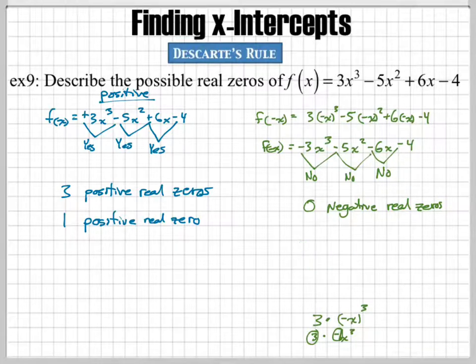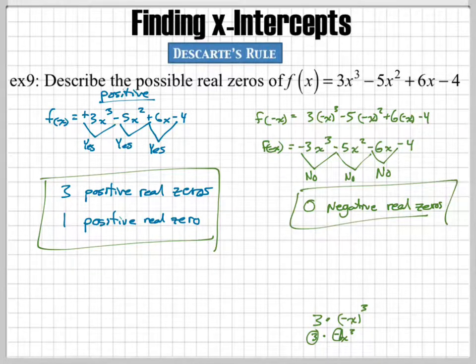Okay, so just to recap, your answer here would be there's either going to be 3 positive real zeros or there's going to be 1 positive real zero, and there's no negative real zeros. That would be your answer. Using Descartes' rule, his rule just tells you how many real zeros there possibly could be. Do we have to write that there's 3 or 1? Yeah, you have to write that there's 3 or there's 1. That's the only purpose of this test.